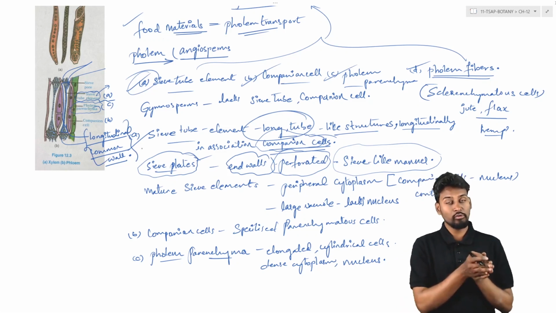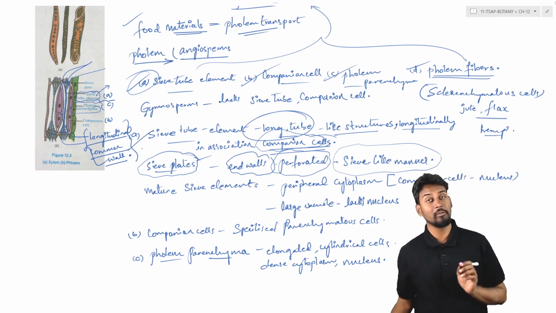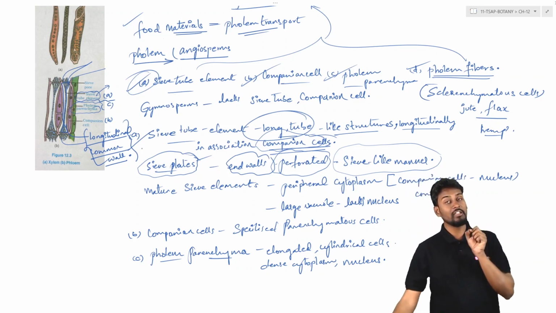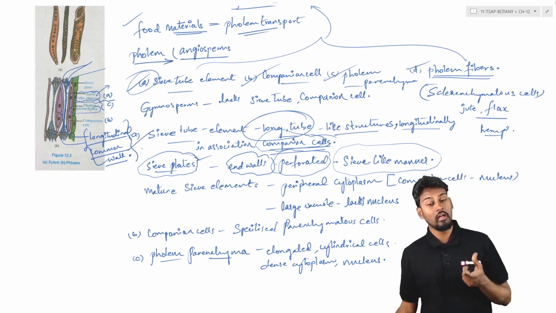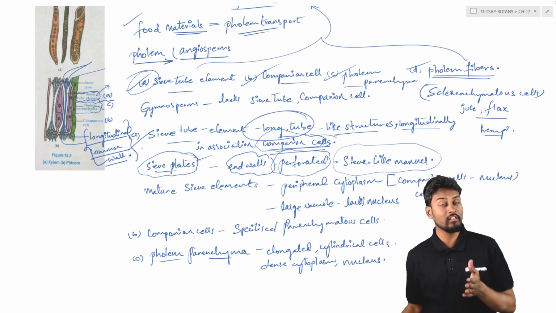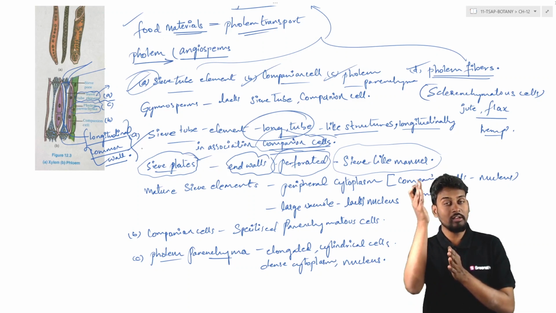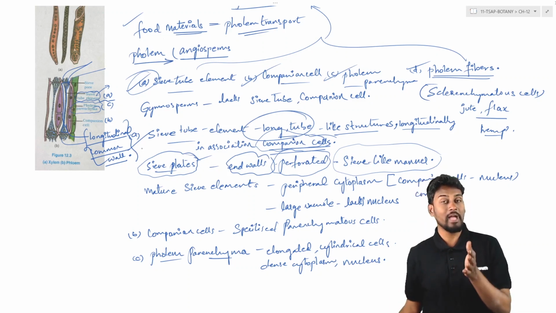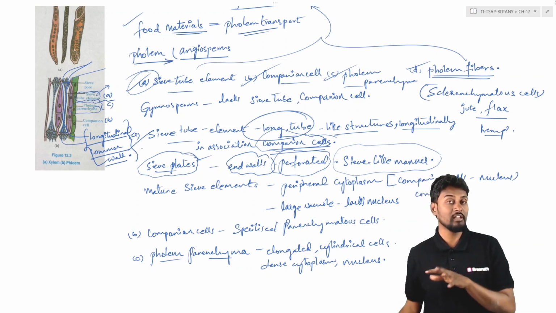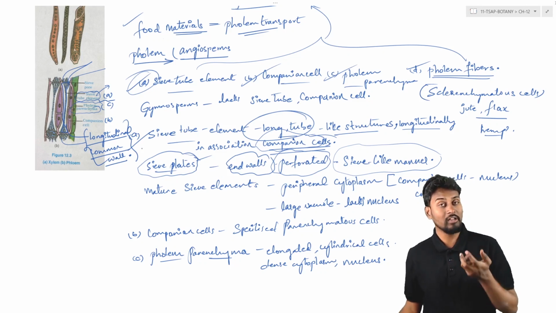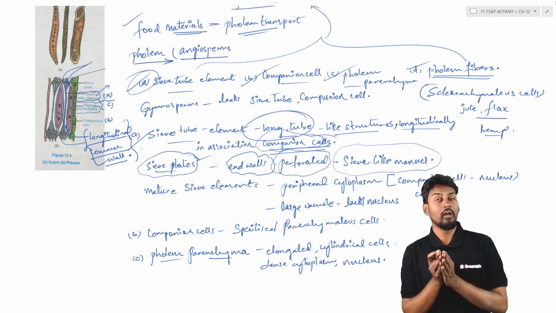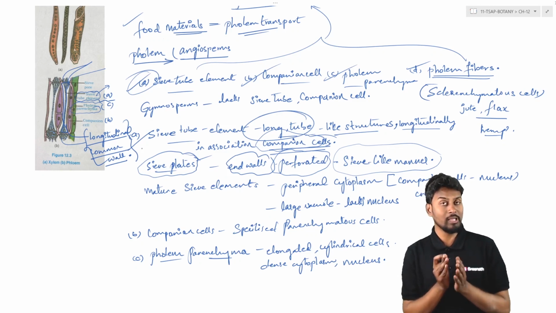So the sieve tube elements and the phloem parenchyma are covered by a kind of common borderline. All along the length, the companion cell has a border with the sieve tube elements. So there is a longitudinal common wall between the two types of cells.